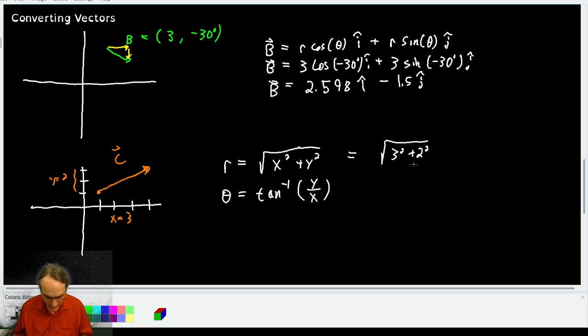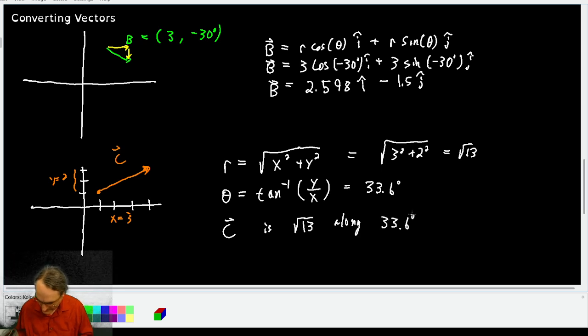In this case, that's going to be the square root of 3 squared plus 2 squared, so that's the square root of 13. And I'll actually leave it as square root of 13 for now. And then we have inverse tangent of 2/3, which is around 33.6 degrees. So this particular vector c is square root of 13 along a direction of 33.6 degrees. And that's as simple as it is.